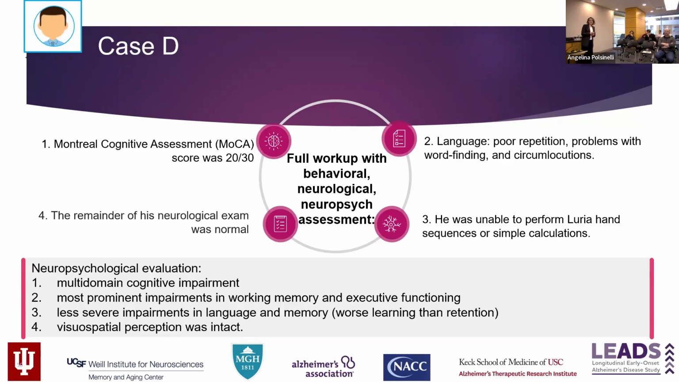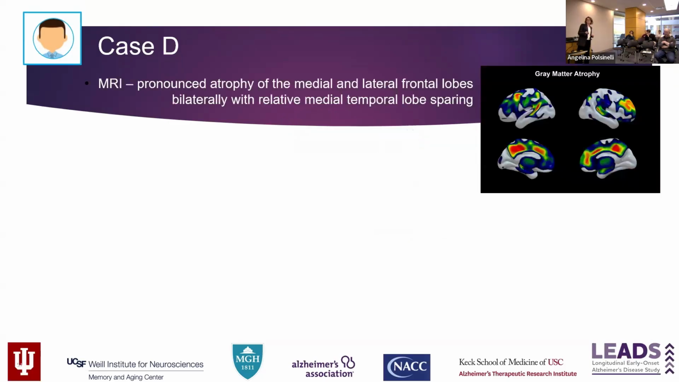He had multi-domain cognitive impairment, but it was most prominent in working memory and executive function. He had less severe impairments in language and memory, and his visual spatial perception was intact. The MRI showed atrophy of the medial and lateral frontal lobes, perhaps not surprisingly, given his working memory and executive functioning difficulties and those mild personality or behavioral changes.